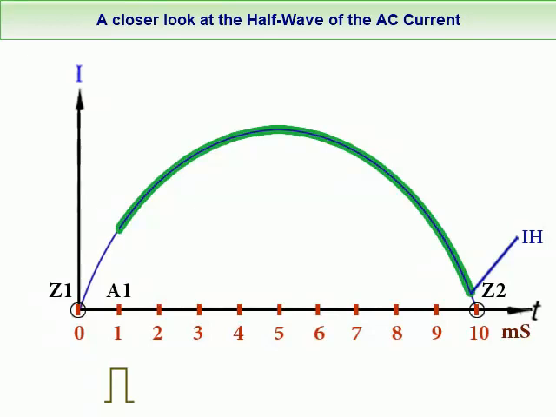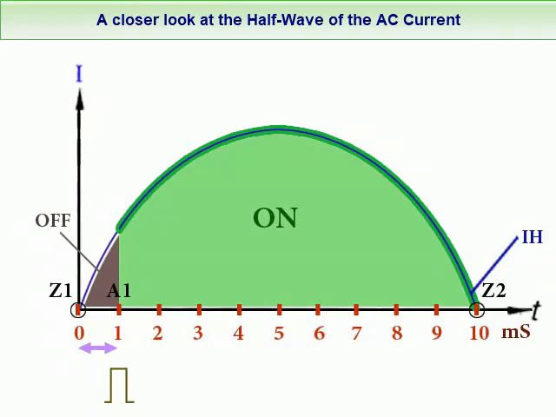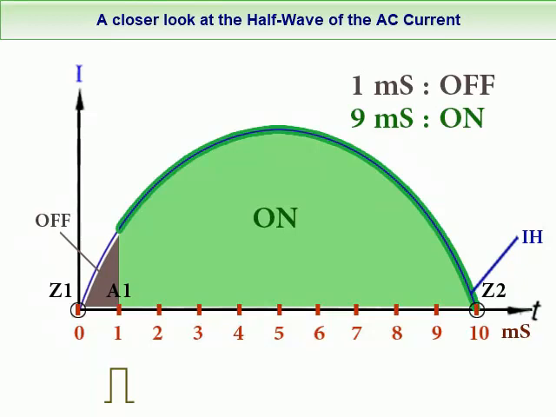It seems clear that from the beginning of this half-wave, Z1, to point A1, the device is disconnected, while it is connected from point A1 at which the TRIAC was triggered, to the end of the half wave Z2. That is, the device during this half wave will be off for 1 millisecond, and on for 9 milliseconds.